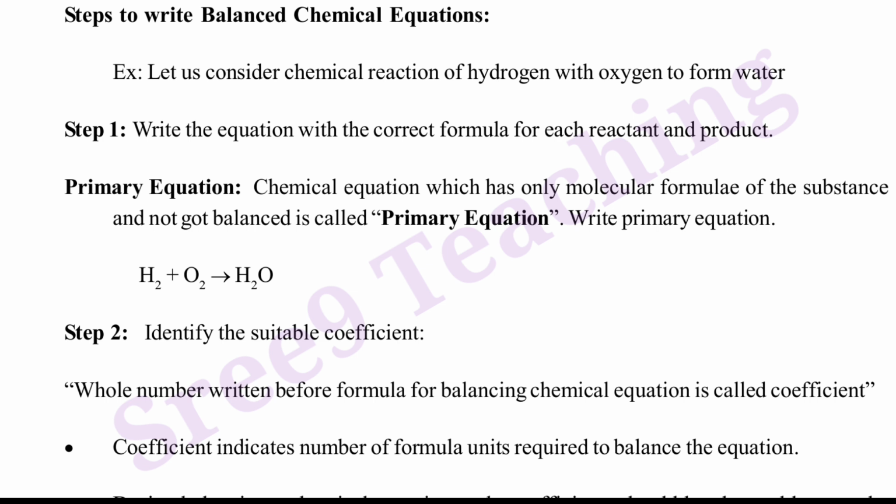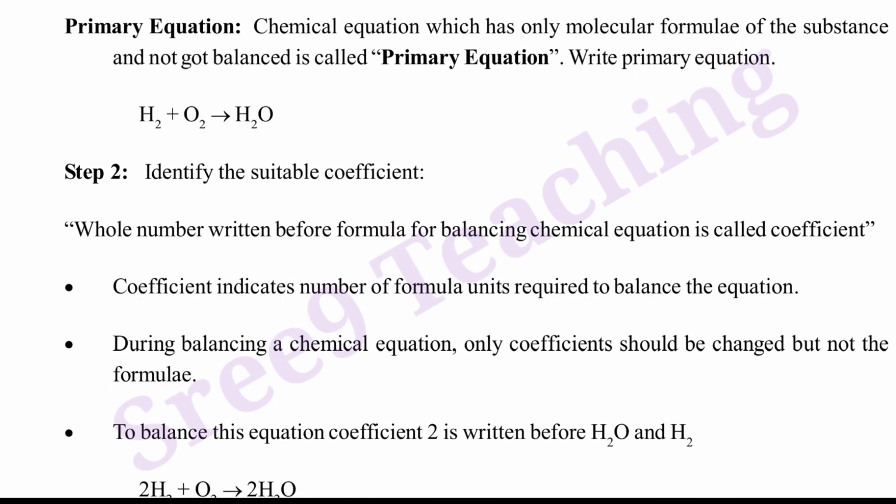Now see, first, what is a primary equation? A chemical equation which has only molecular formulae of the substances and is not balanced is called a primary equation. So a primary equation means whatever the formulae of the substances on the reactant side as well as the product side, which is not balanced. Not balanced means the number of atoms or molecules on the left-hand side is not equal to the number on the right-hand side. It is called non-balanced, the primary equation.